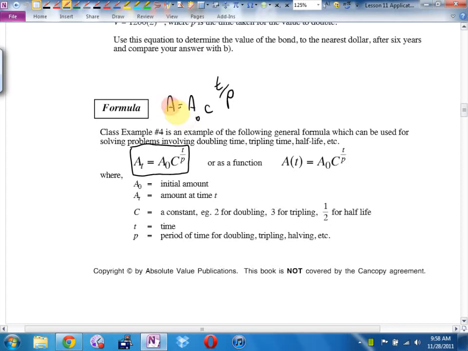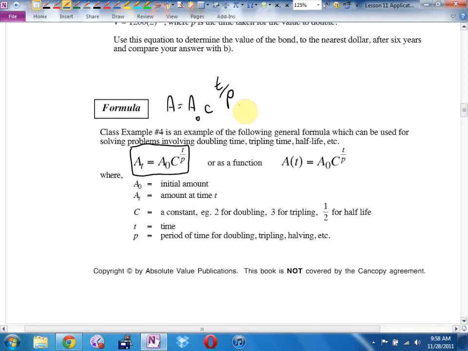It's always going to be final amount equals the initial amount times whatever your growth constant is. If it's a percentage, it's 1 plus or 1 minus, to the power of the total time divided by the growth period. I said you want to memorize that for your test. If you don't have that memorized for your test, you won't even be able to start these questions. There's going to be at least two, maybe three of these on your test.